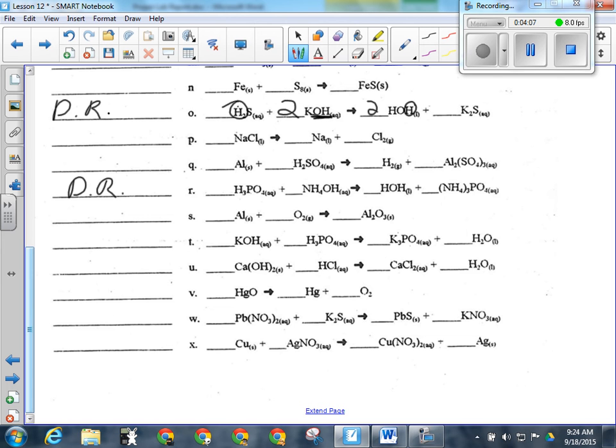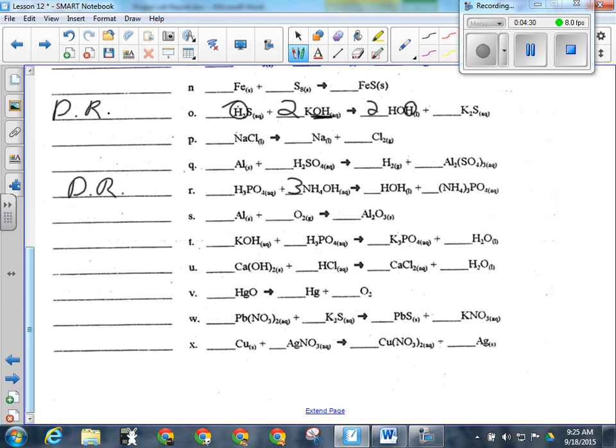Okay, so the problem with this one here is that the ammonium starts here as a 1, but goes over here as a 3. All right, so I'm seeing that as kind of my highest number. So I'm going to put a 3 here to balance my ammonium, my NH4. That's going to make it work.